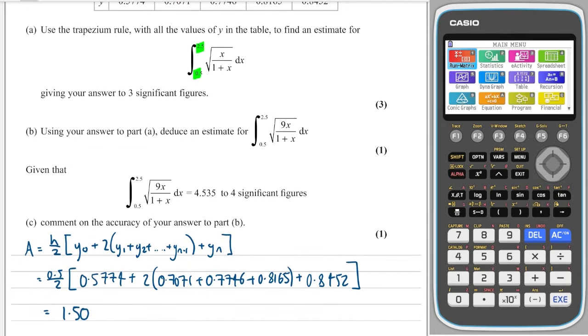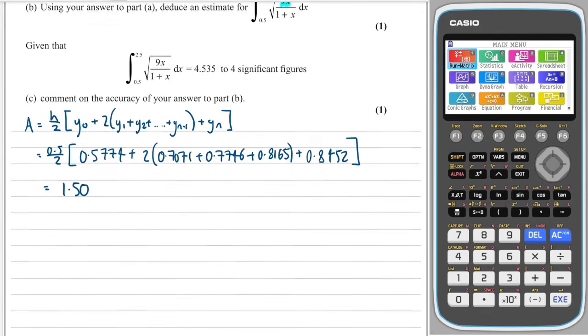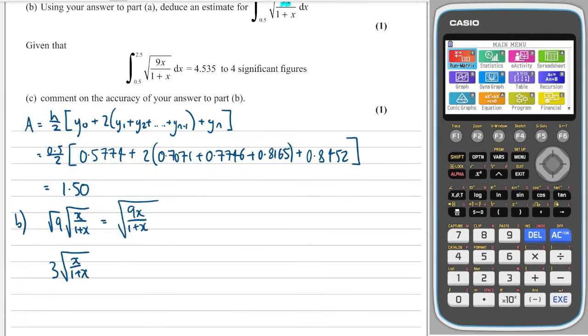Okay, part 2. Use your answer to part A to deduce an estimate for the integral of the square root of 9x. So how do these differ? Well, this was x and this was 9x. So the difference between them is that this second one is multiplied by root 9, because that will then give me my square root of 9 times through. So what is root 9? Well, it's 3, so it's 3 lots of the original one, essentially. So therefore our overall answer will be 3 times the original value, which is 4.50.